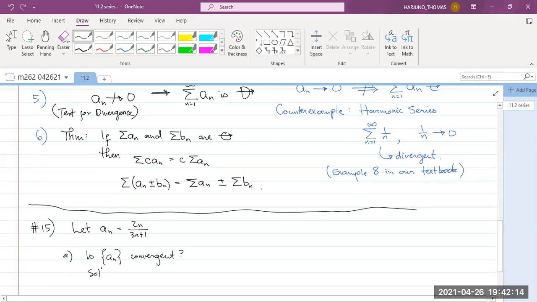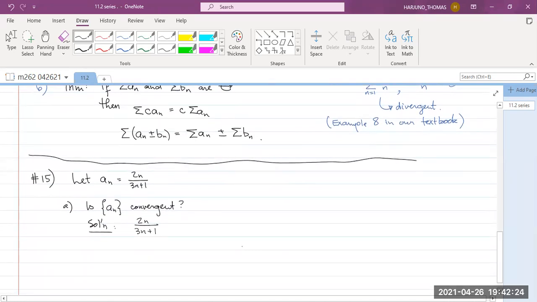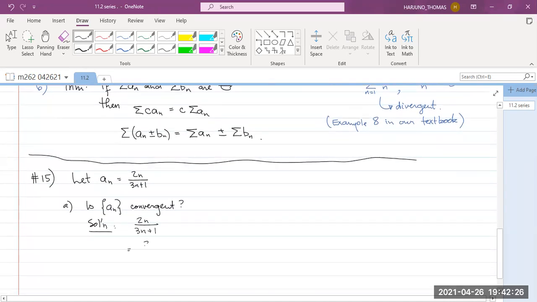Solution. We're talking about the sequence, right? So apply the limit of 2n over 3n plus 1. What happens when n goes to infinity? This is equal to 2 over 3 plus 1 over n, which converges to 2 over 3 plus 0, which is 2 over 3. So the sequence is convergent. But how about the series? Is the sum of this series from 1 to infinity convergent?